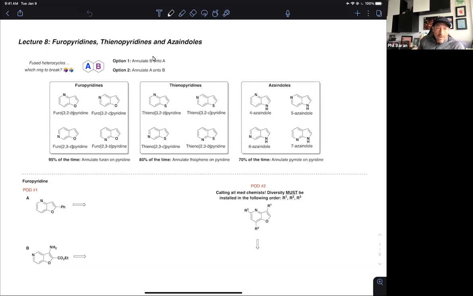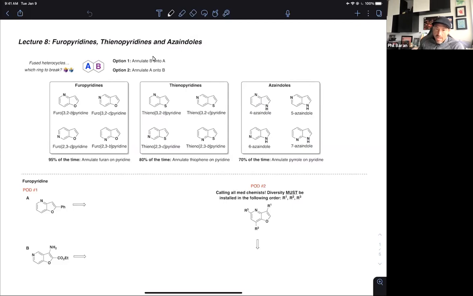shine. Modern medicinal chemists are not making a lot of benzofurans or just parent furans. They're not making a lot of thiophenes or benzothiophene. It happens on occasion, but in the modern era, they're taking those 5-member ring heterocycles and fusing them onto pyridines. So this lecture combines everything you already know. You already know how to make furans, thiophenes and pyrroles, and you already know how to make pyridines. So what happens when these two are fused together?